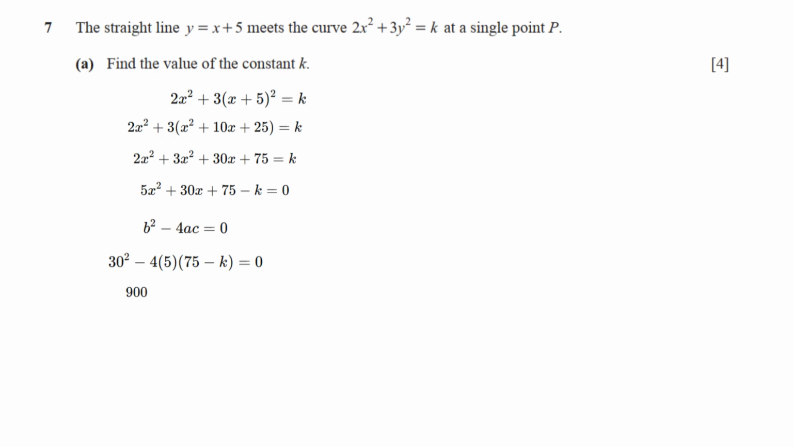900 minus 20 times 75 minus k is equal to 0. 900 minus 1500 plus 20k is equal to 0. 900 minus 1500 is negative 600. Now add 600 on both sides, so we get 20k is equal to 600. Now divide both sides by 20, so we get k is equal to 30. So the value of k is 30.